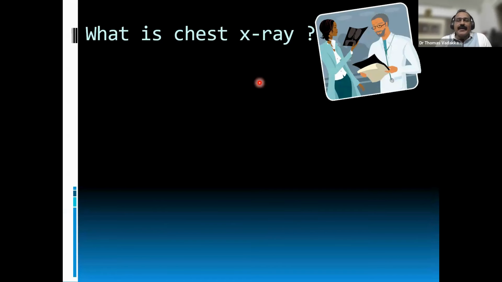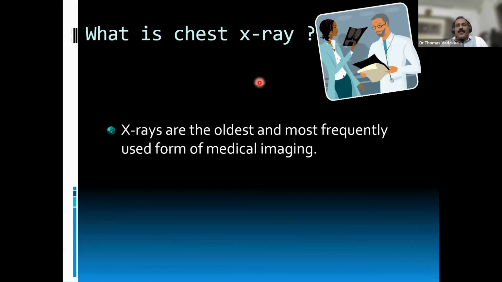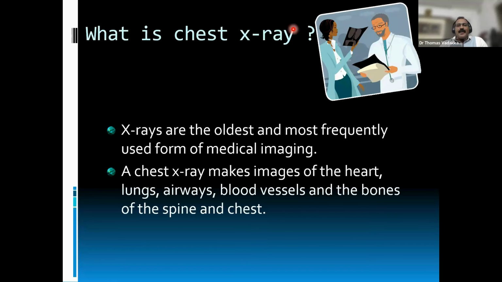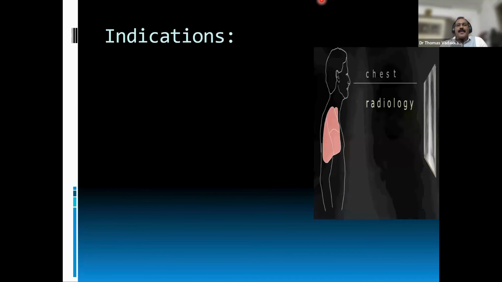So you can see X-ray is one of the commonest and easily available investigations everywhere, at least in Kerala. And it is one of the oldest investigations. And I would say it is underutilized because we are not spending time with the chest X-ray. X-ray makes images of the heart, lungs, airway, blood vessels, chest wall, bones, skin and soft tissue. So the entire chest structures are included in a chest X-ray.